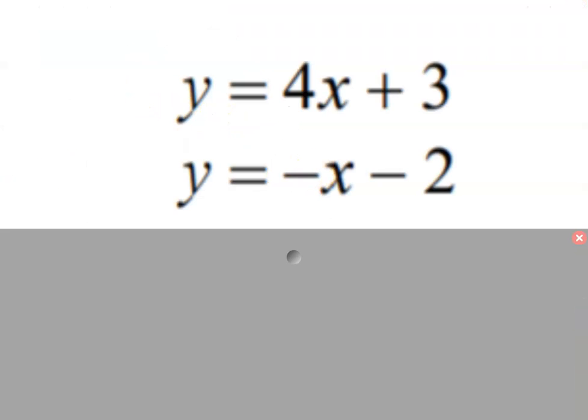Take a second, see if you can figure out what the solution is, where do they cross? If so, you get your x and y value. Are they parallel, in which case there's no solution, or are they exactly the same line, in which case there are infinite solutions? So take a second, go to Desmos, type that in, see what you get. If you need to pause the video, go ahead and pause it.